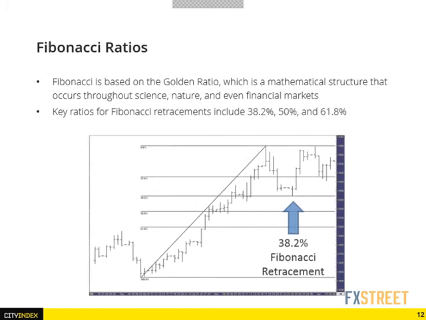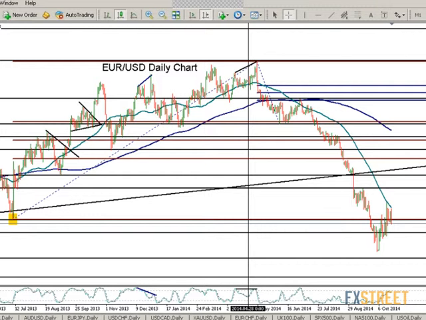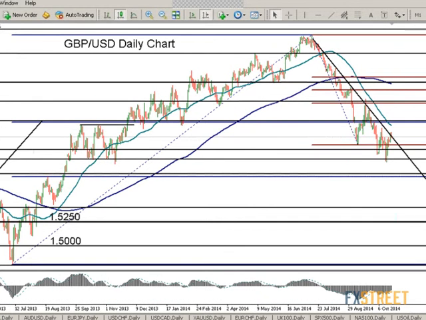Okay, Fibonacci ratios. I think a lot of you are familiar with this. This is a Fibonacci ratio. This is another trend following tool, but it's also a support and resistance. The key retracement levels for me are 38, 50, and 62%, and those for me are good potential levels. So let's take a look at pound dollar. We already saw euro dollar, but let's take a look at pound dollar.